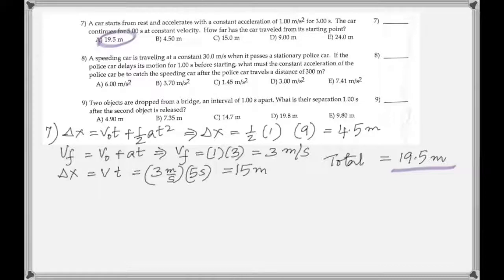Sorry for that mistake. The first part is 4.5 meter, but in the second type of motion, it's moving with a constant velocity of 3 meter per second, because that's going to be the final velocity after 3 seconds as given by this equation. Therefore, to find the displacement during that time of 5 seconds, just multiply the two, you get 15 meter. Then add the 15 meter to the 4.5 to get 19.5 meter.